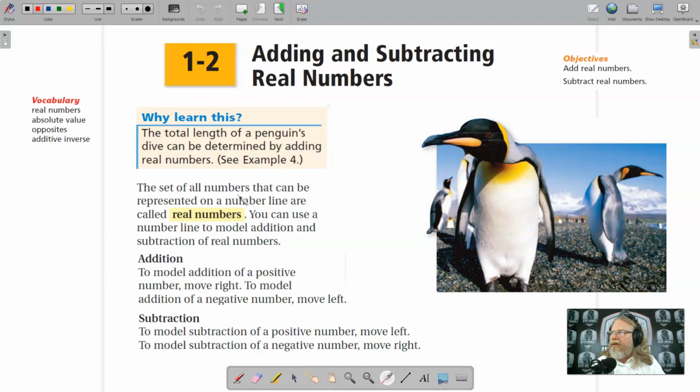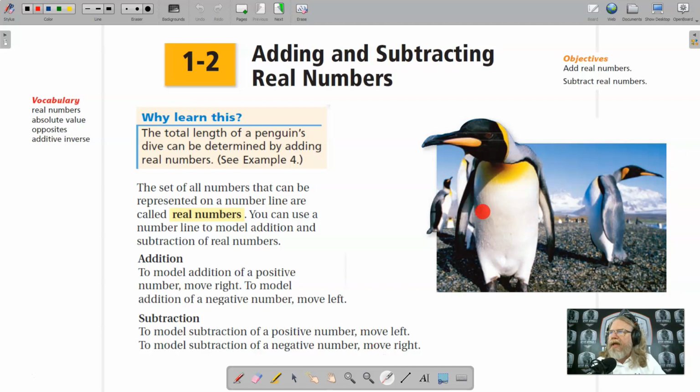The set of all numbers that can be represented on a number line are called real numbers. You can use a number line to model addition and subtraction of real numbers. In addition, to model the addition of a positive number, we would move to the right on a number line. And to model the addition of a negative number, we would move to the left. Likewise, for subtraction on a number line, to model subtraction of a positive number, we would move to the left. And then to model the subtraction of a negative number, we would move to the right.